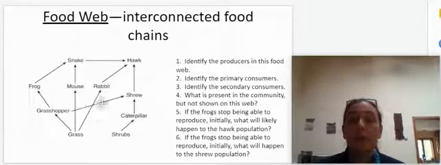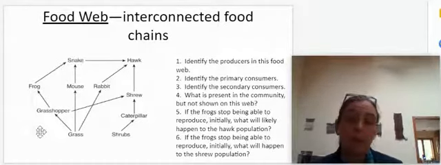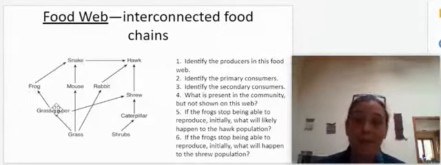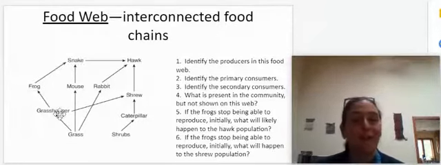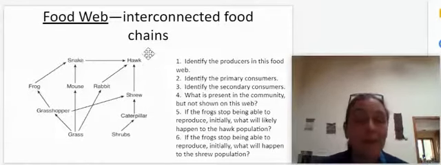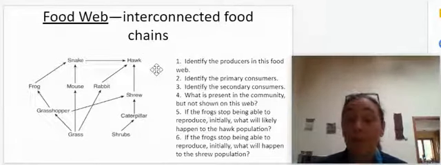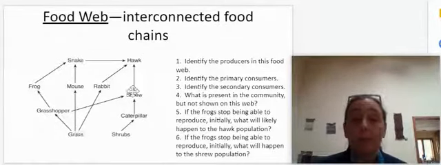What's going to happen to the shrew population? That's number six. What's going to happen to the shrew population? So if the frogs disappear, what's going to happen to the grasshopper population? It's going to go up because there are fewer frogs eating them. And if there are more grasshoppers, what's going to happen to the shrew population? They're going to go up. And if they go up, ultimately, what impact will that have on the hawks? Their population will rebalance because there'll be another route for those atoms to make it to them.